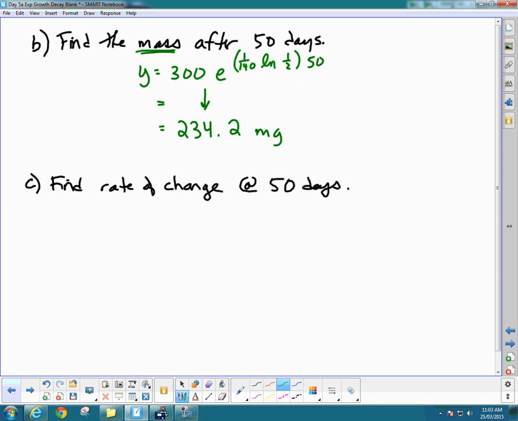The second one asks us to find the rate of change at 50 days. So we'll need to differentiate.